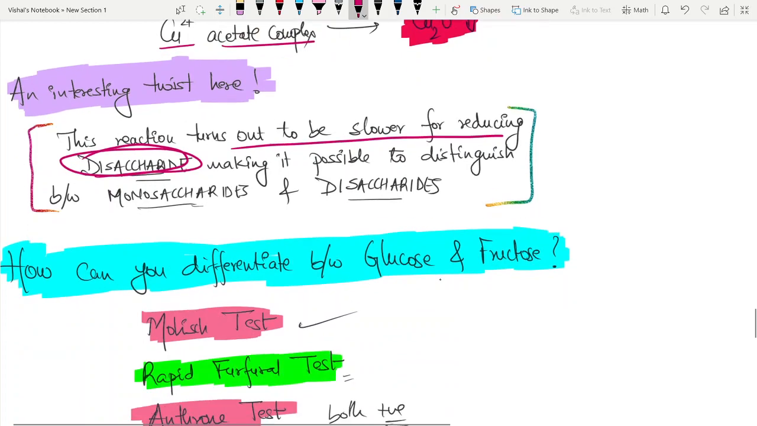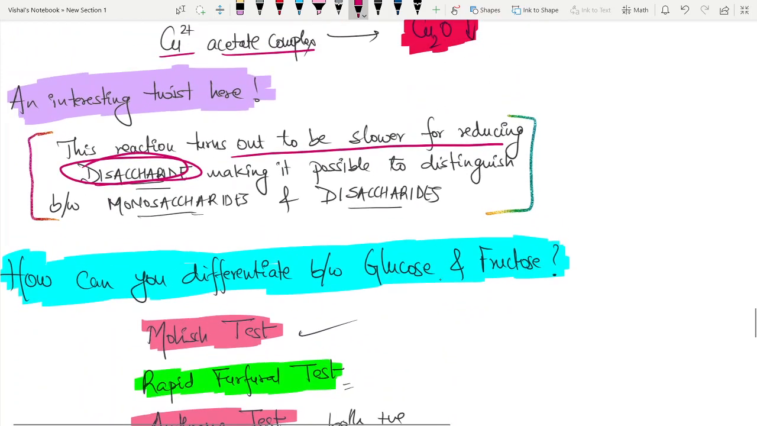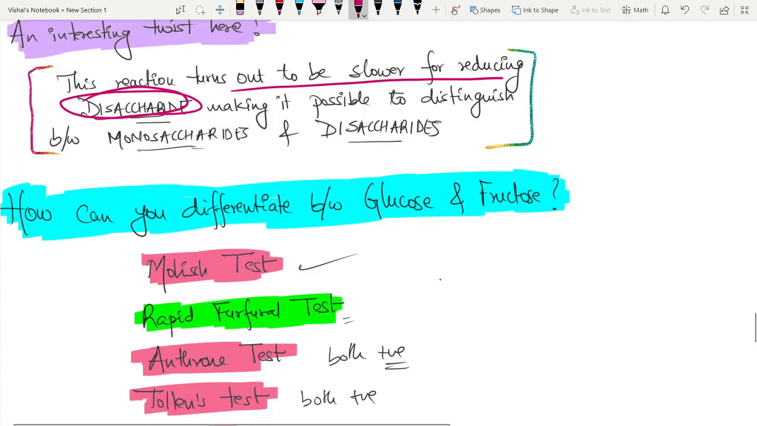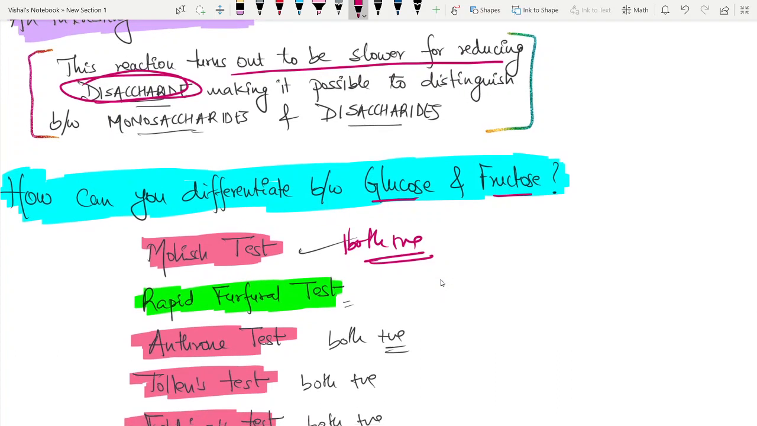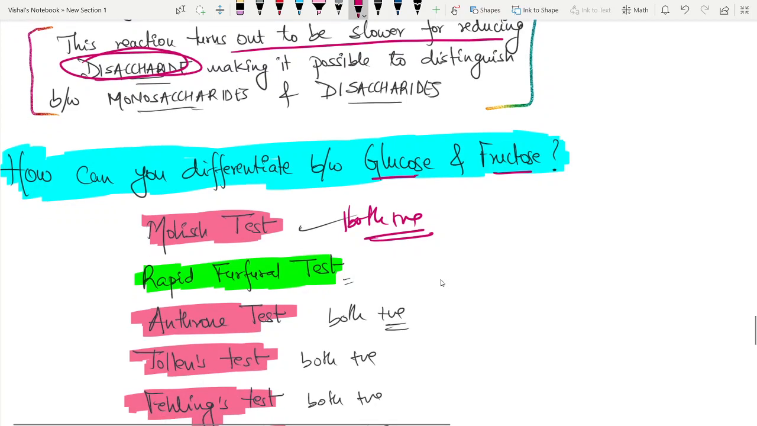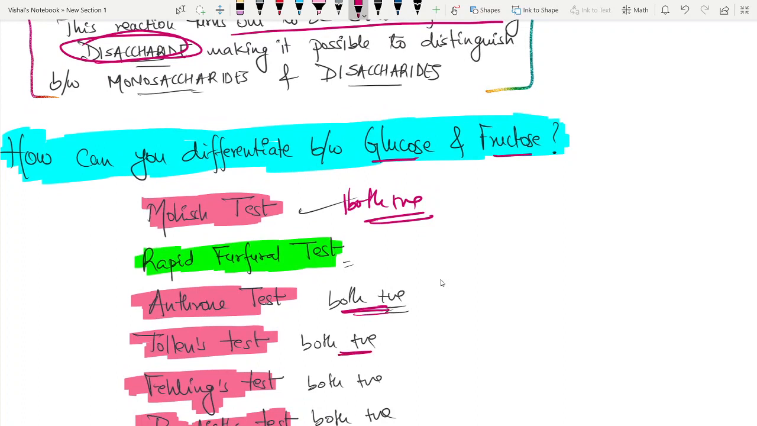Okay, so let's do a quick recap. How can you differentiate between glucose and fructose? Molisch test? No, because glucose and fructose both will give positive Molisch test, right? Both positive. Because Molisch test is practically for all carbohydrates. Rapid Furfural test, yes, this was the test which was used to distinguish glucose and fructose initially, but this is based on the speed of the reactions. It's based on the fact that fructose will dehydrate faster than glucose. And then Anthrone test, no, both will give a positive test result. Tollens, both will give a positive Tollens test.